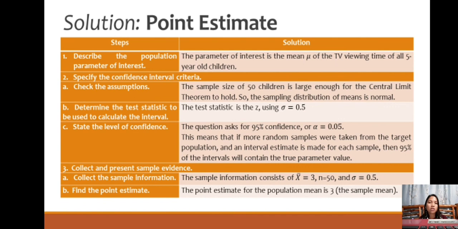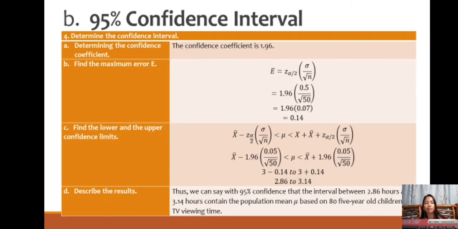And for step number 3, I want you to follow. We need sample information: the mean is 3, the n is 50, and the standard deviation for the population is 0.5. Since the mean is already given, the point estimate for the population mean is 3. This is the sample mean. Now we will proceed to step number 4.